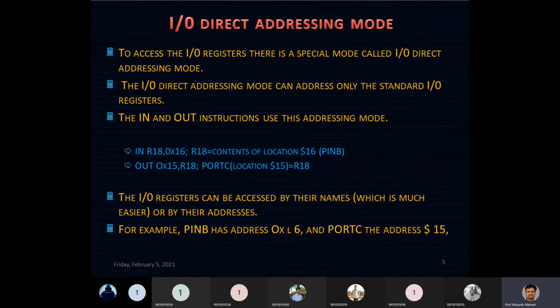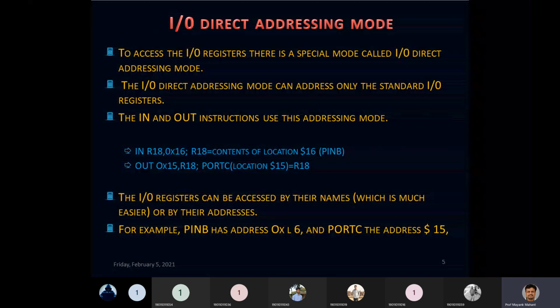So to access the IO registers, which we call special function registers, we need to use a special mode, that is what we call the IO direct addressing mode. In this mode, we can address only the standard IO registers. We have already talked about 00 to 3F, or 20 to 5F. These are the special function registers. If I want to access them, I can use two instructions, the IN instruction and the OUT instruction.